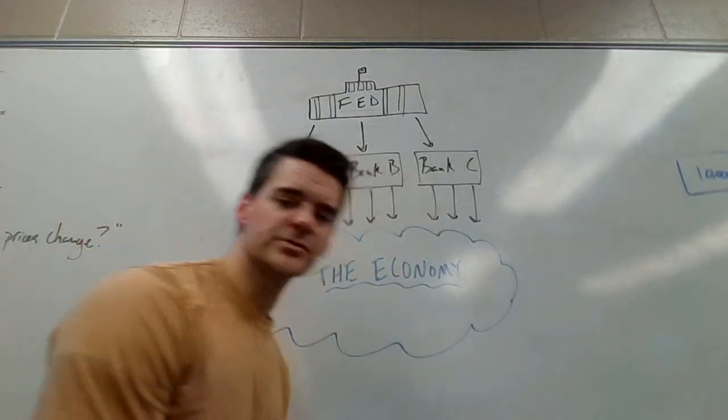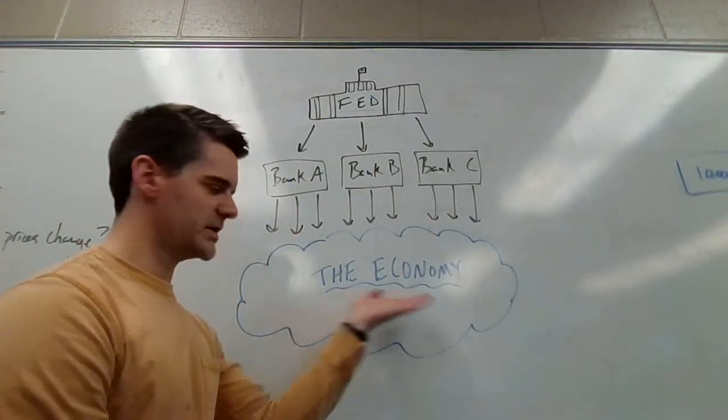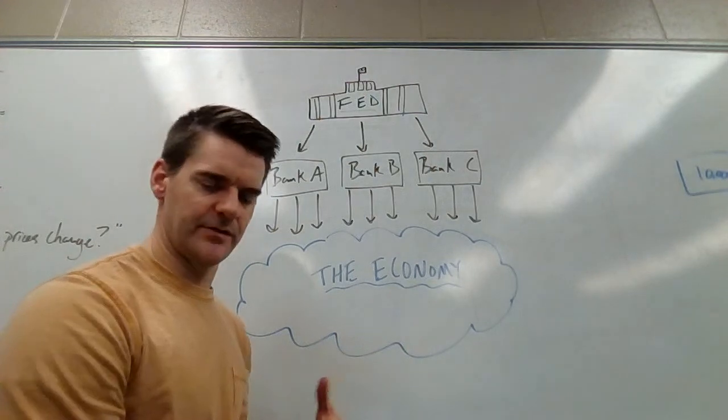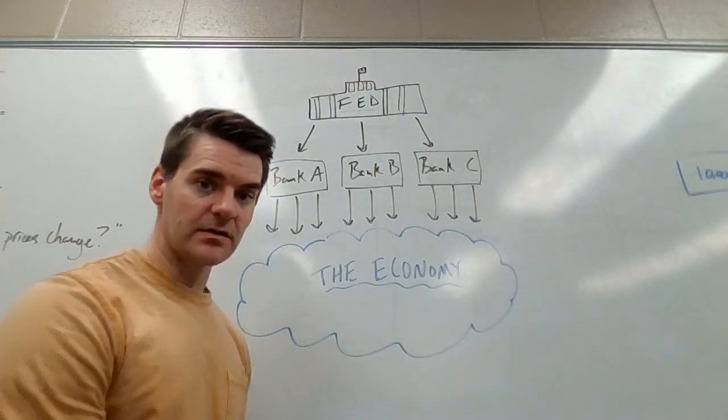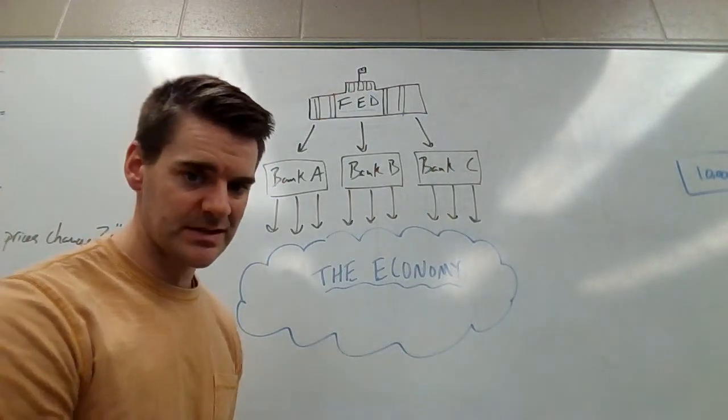Another way that the Federal Reserve can influence how much money is in the economy, which then would influence if the economy is running really fast or if it's kind of going slow, is by changing this thing we call the discount rate.